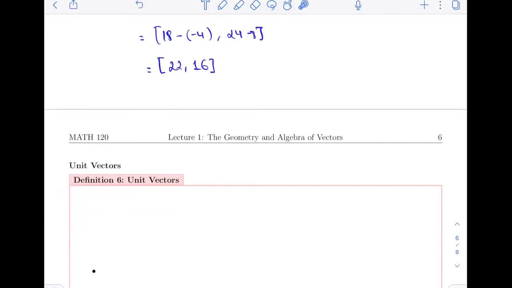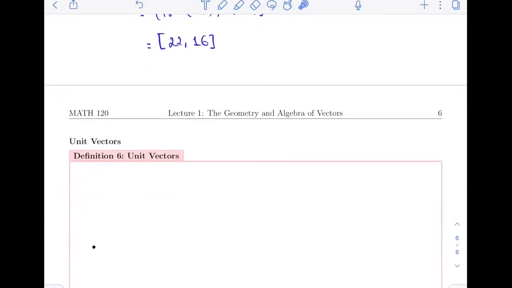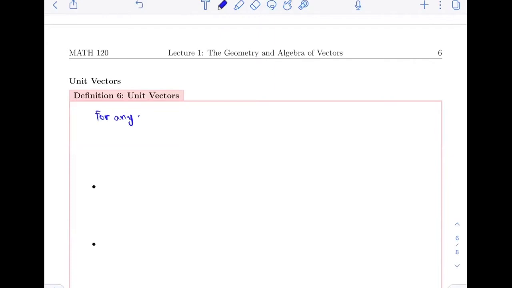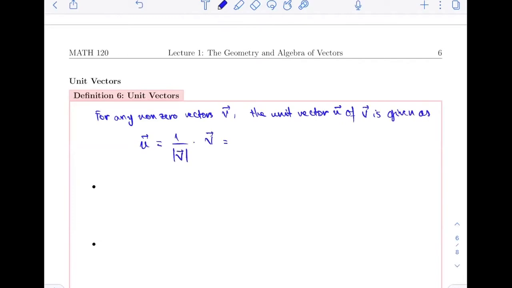Now, moving on to the next concept, which is the unit vectors. So for any non-zero vector v, the unit vector u of v is given as u equal to 1 over the magnitude of v times v, or another form of this formula is that the vector v divided by the magnitude of v.